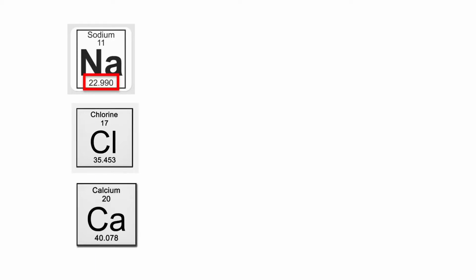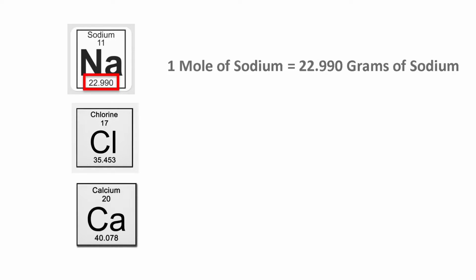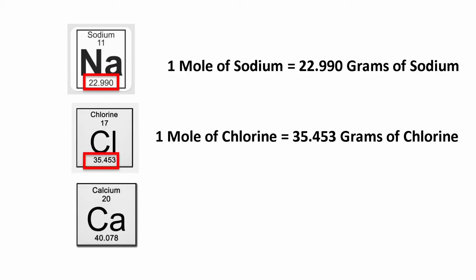The element is sodium and the atomic mass is around 22.99. This means that 1 mole of elemental sodium will have a weight of 23 grams. This is chlorine, and 1 mole of chlorine weighs 35.45 grams. This is calcium. I hope you can guess by now the 1 mole weight of calcium.